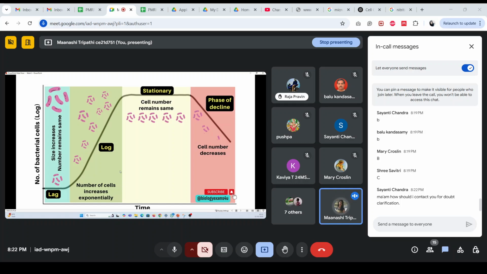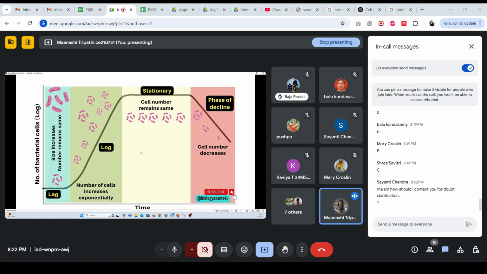The next phase is the stationary phase. Here the number of bacteria remains the same. So if at the end of the log phase 15 bacteria are there, then in the stationary phase also 15 bacteria will be there. This is called the stationary phase. The next phase is the phase of decline, or endogenous respiration, or death phase. Here the number of bacteria starts to decrease because of natural death.